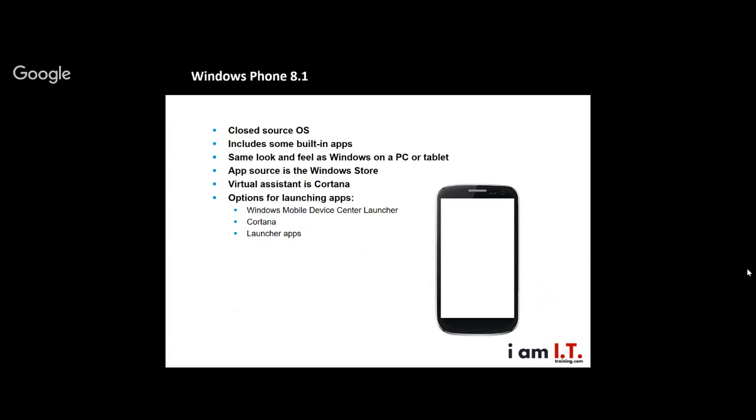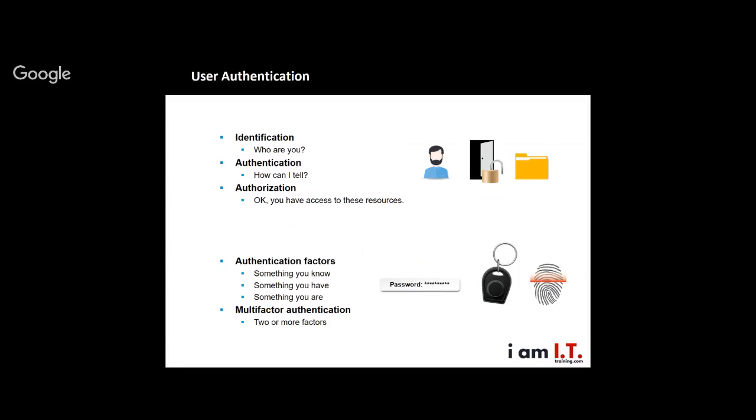So you know which ones are open source and closed source, and you know the name of the virtual assistants and some unique things about each OS. So that's awesome. Let's talk about the good stuff, which is authentication. How do we let the right user in the phone and keep everyone else out?